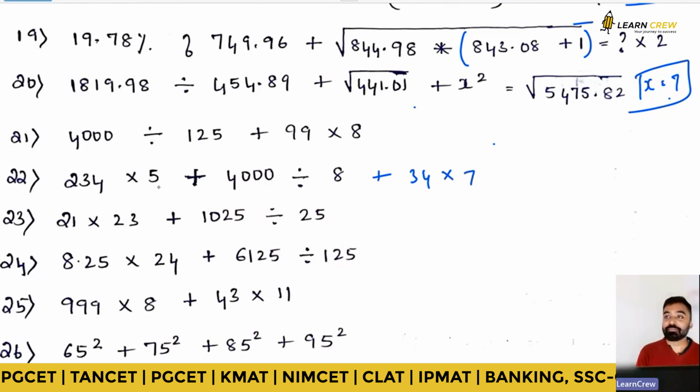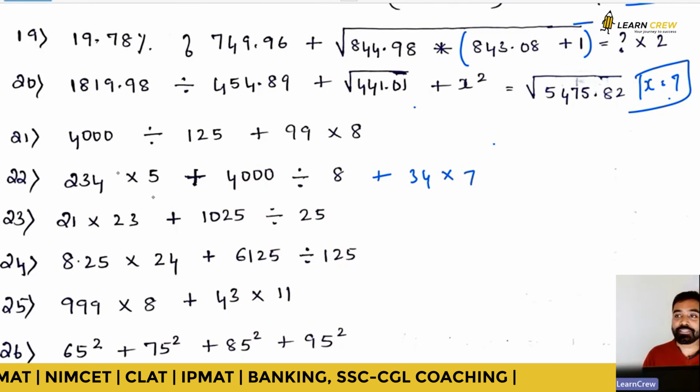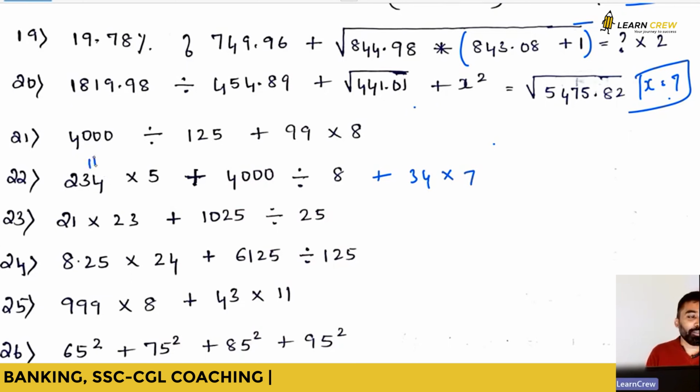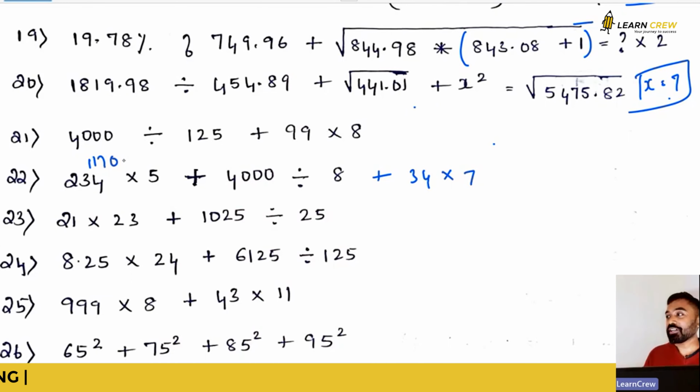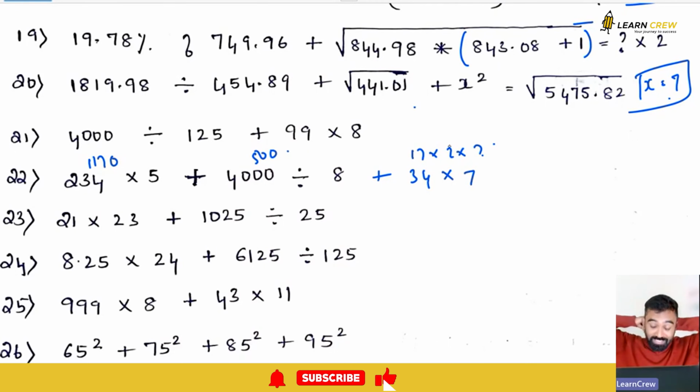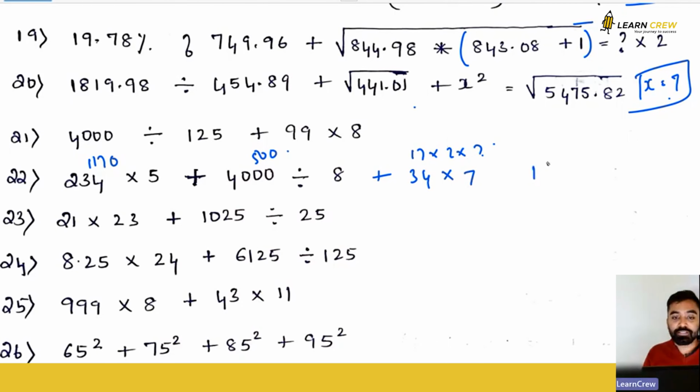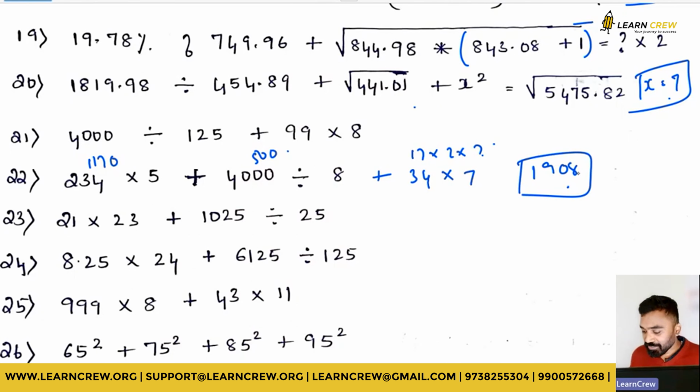Okay, solve this one next. 234 into 5? Half of it: 234 half is 117. Add a 0 to it, it becomes 1170. You need to use the short tricks, not the direct method. And this one, 34 into 7 can be written as 17 into 2 into 7 or something like that. Start doing it. 1908? Yes, it's also right. I should make it complicated.